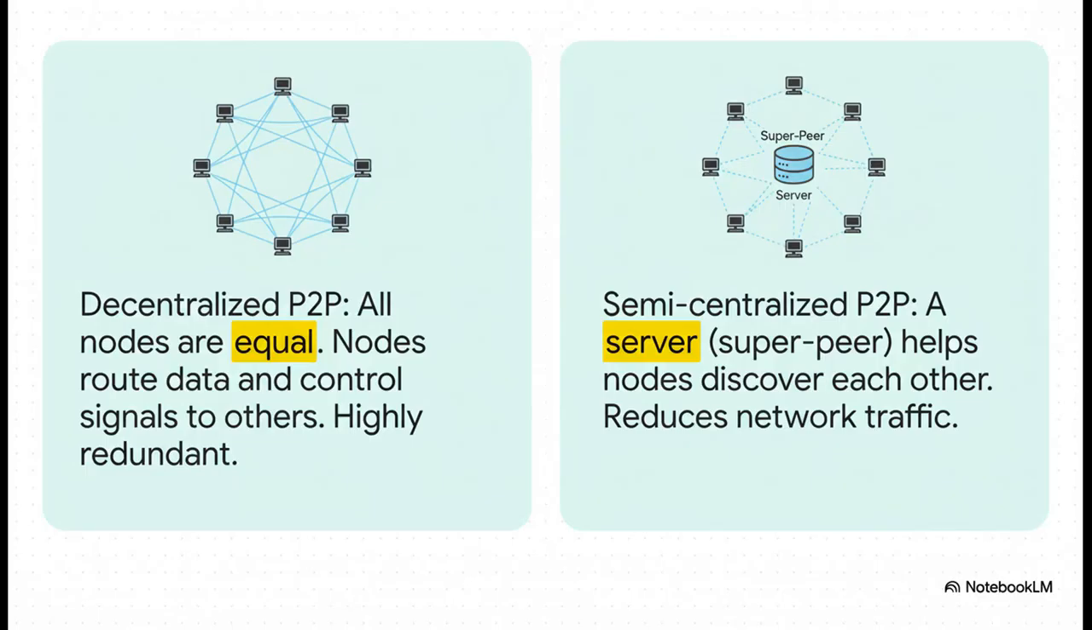And then you have peer-to-peer, or P2P, which completely flips the client-server model on its head. In a P2P network, there's no special server. Every single computer, or peer, is an equal. It can act as a client asking for things and as a server providing things.